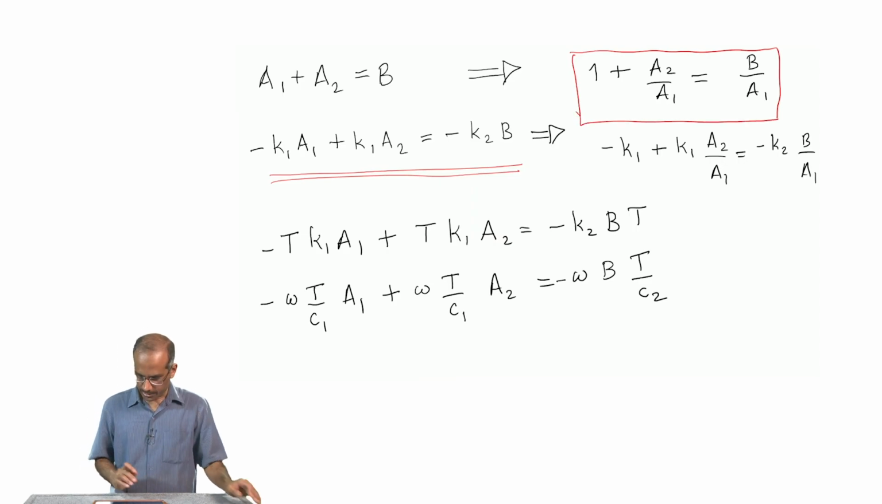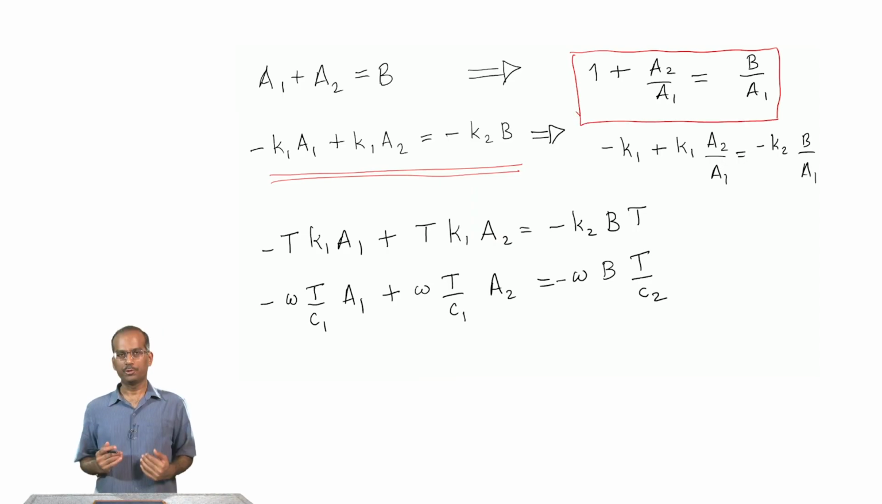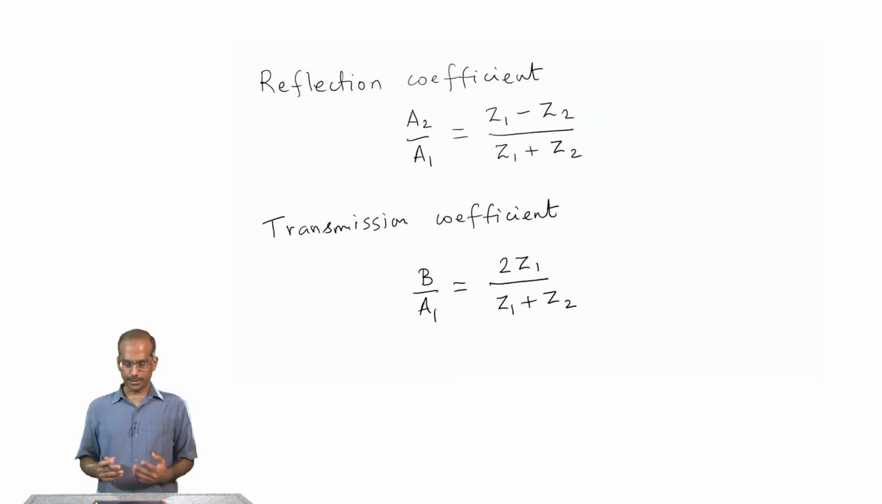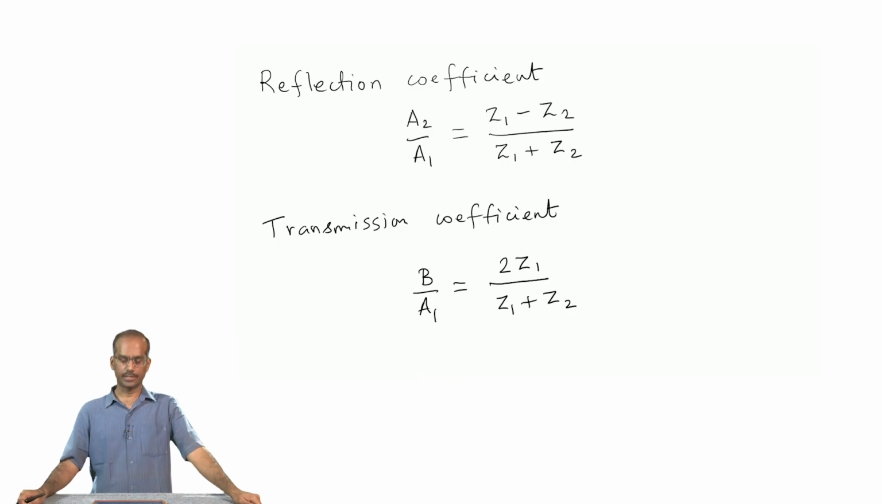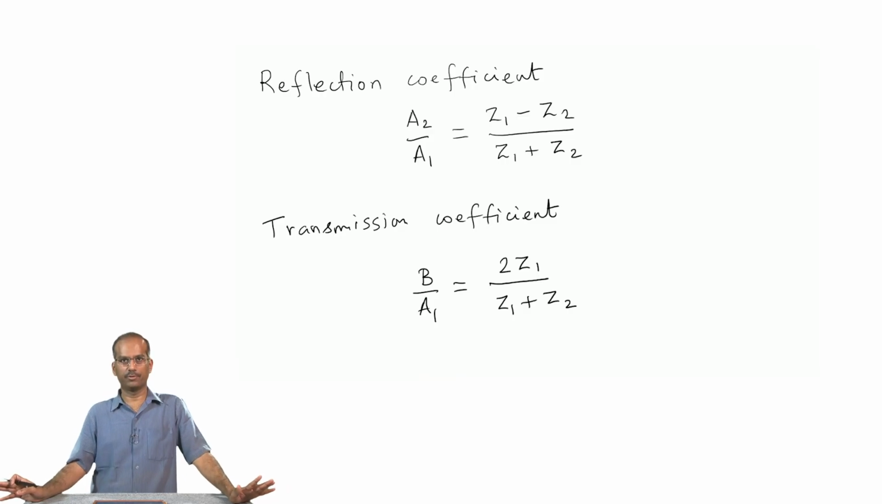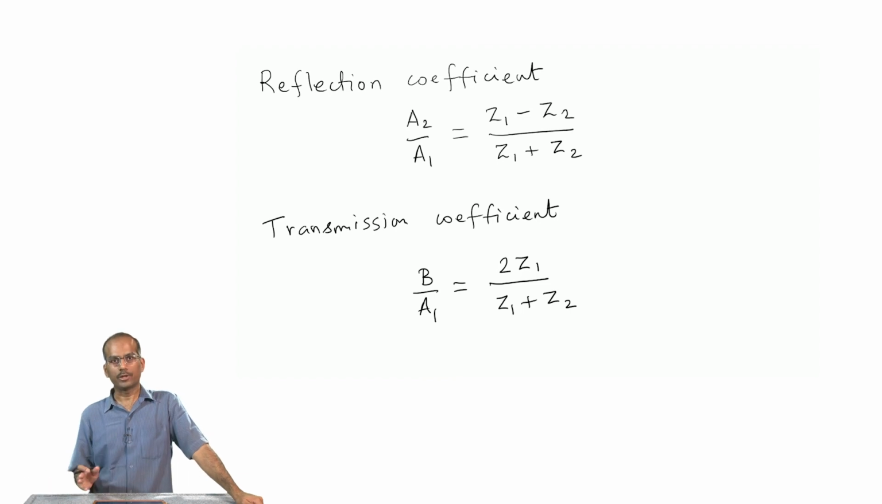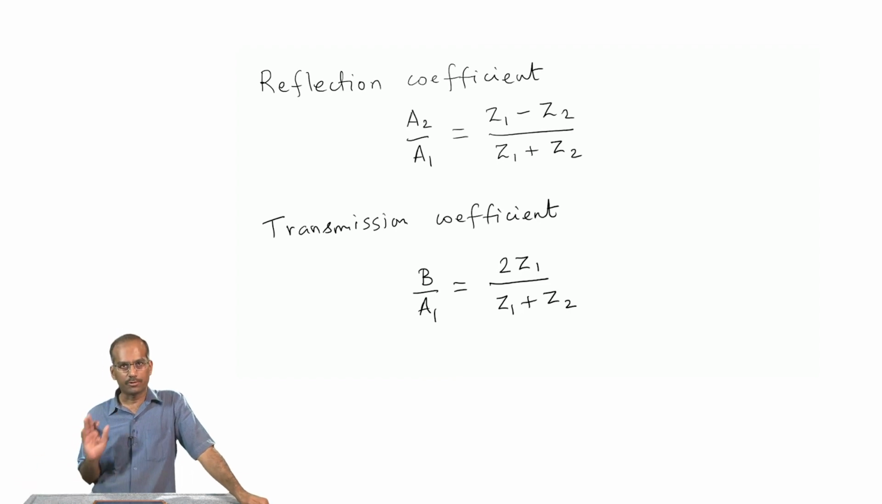From this point onwards, I just need to solve for A2 by A1 and B by A1. One thing to notice with these results is that these ratios, A2 by A1, which is the reflection coefficient, and the transmission coefficient, that is B by A1, both are independent of omega. It does not matter what your normal frequency is or what your frequency is.